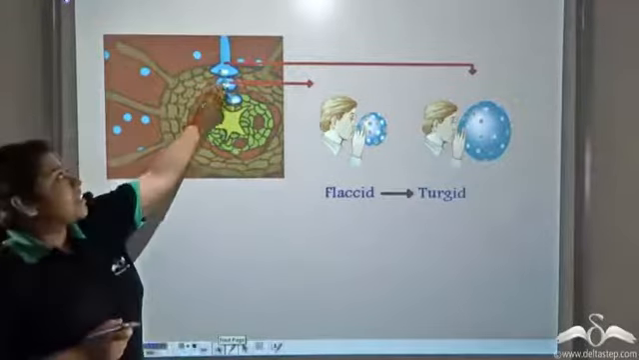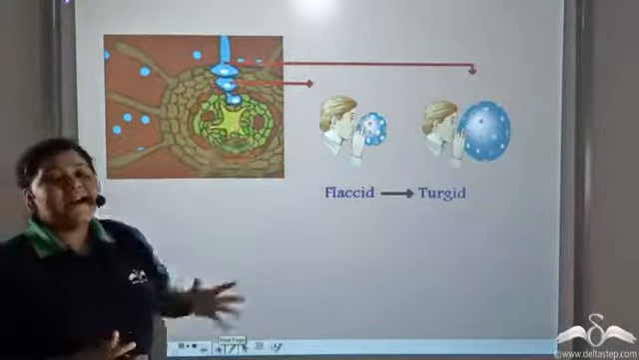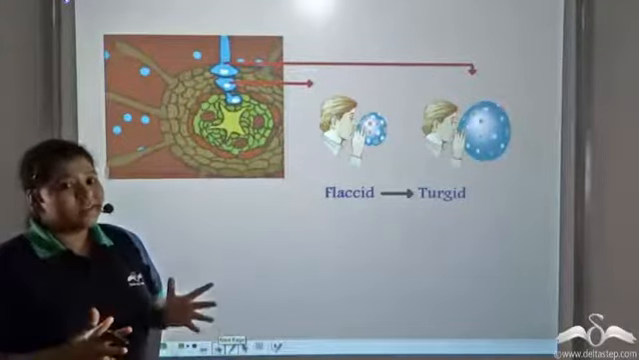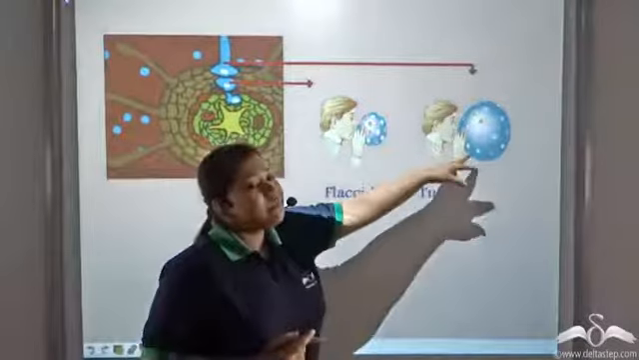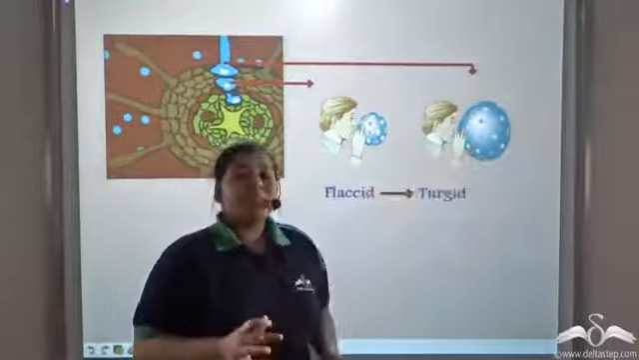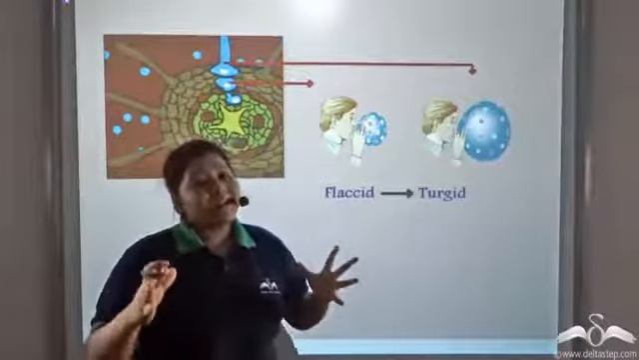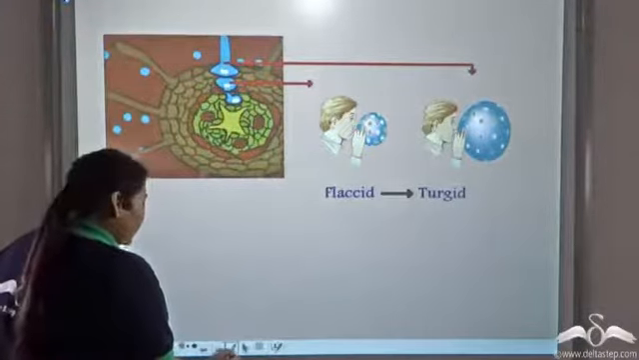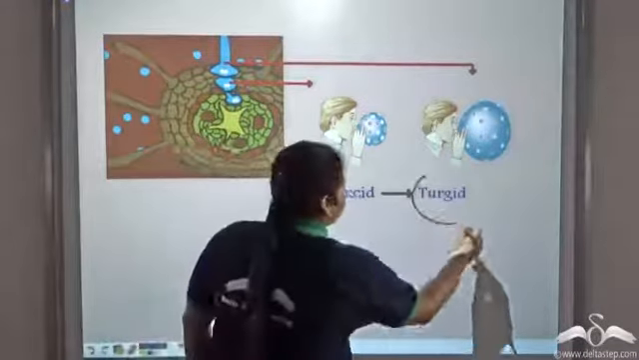Now look at this cell. This cell has swollen up because of the high concentration of water, just like when you blow a lot of air molecules into a balloon, it becomes stretched and swollen. This condition is known as the turgid condition.